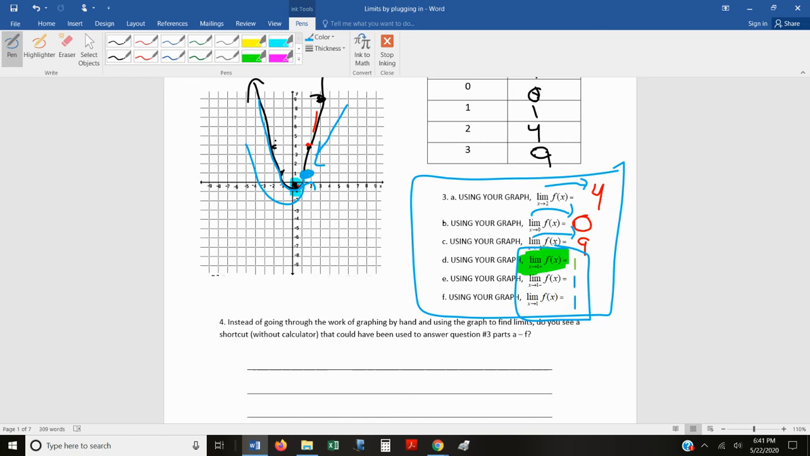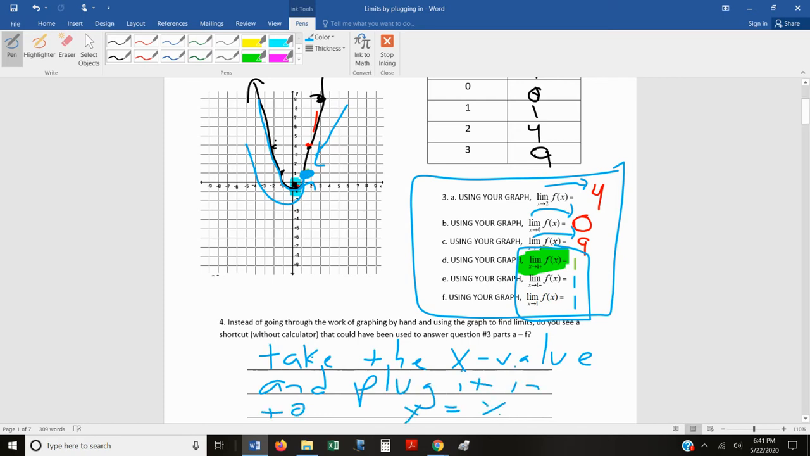And maybe you realize that you can take the x value and plug it in to the function y equals x squared. So what I mean by that, if that doesn't make sense to you, your function was y equals x squared.